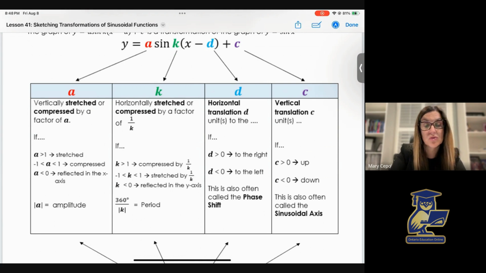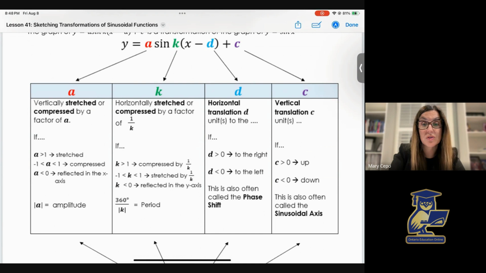D is a horizontal translation, units to the left or to the right. So if D is greater than 0, then the whole graph is moving to the right. If D is less than 0, then it's moving to the left. This is also often called the phase shift. So instead of saying a horizontal translation, we can say a phase shift left or right and how many units.